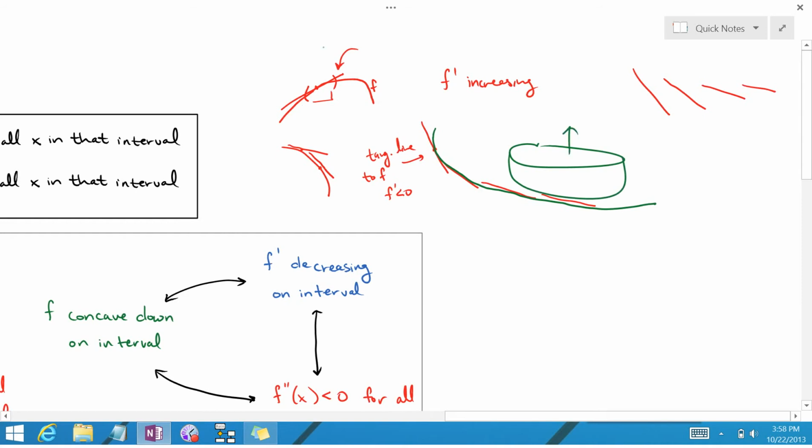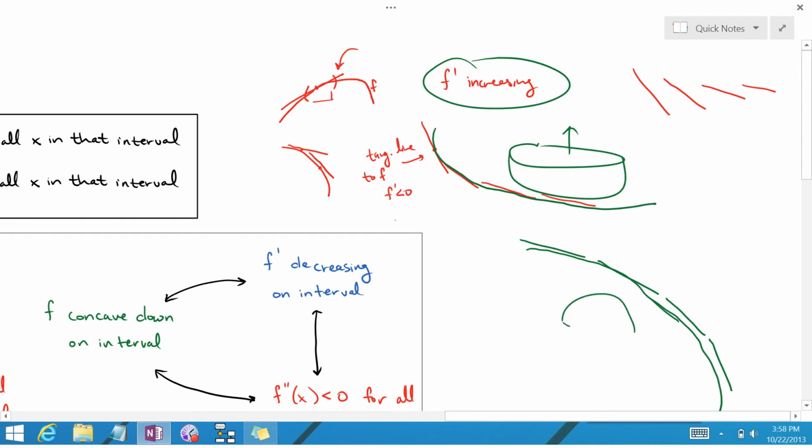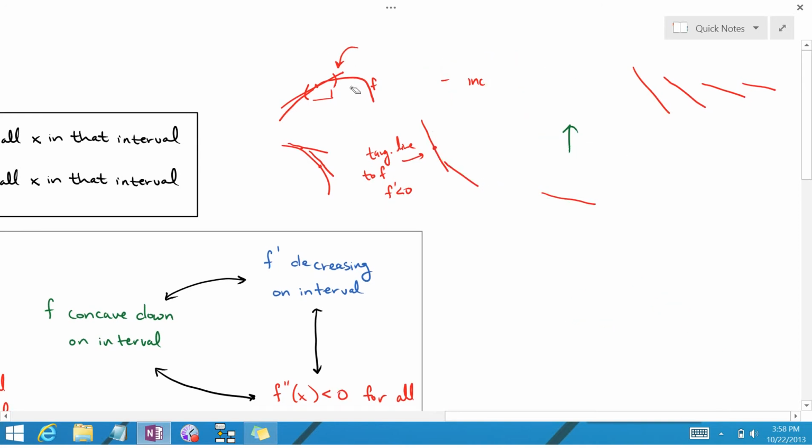So f prime increasing corresponds to concave up. Similarly, if f prime were decreasing, maybe it looks something like this, and then the slope is becoming more and more negative, like that, then if the function is going to follow suit, in spite of itself, it has no choice but to be concave down. Right? So there's the idea here that I've summarized in this second box.